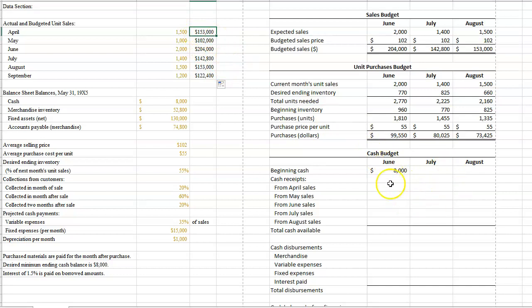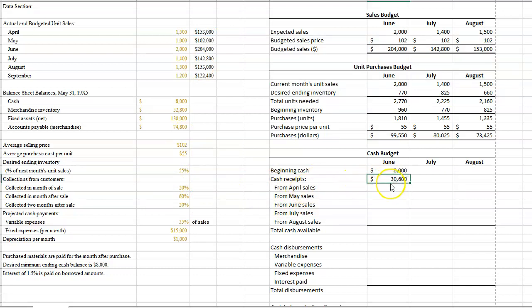So how does that affect us here? Well, we don't have April or May there, but we do have June. So technically from April sales, I'm going to be collecting 20% of it in June because this is 2 months after the sale occurred. So 20% of my April sales will be collected in June.